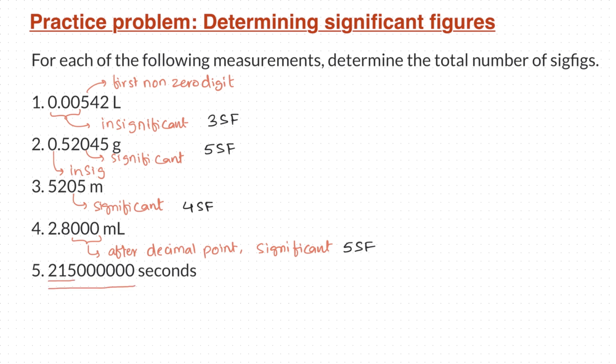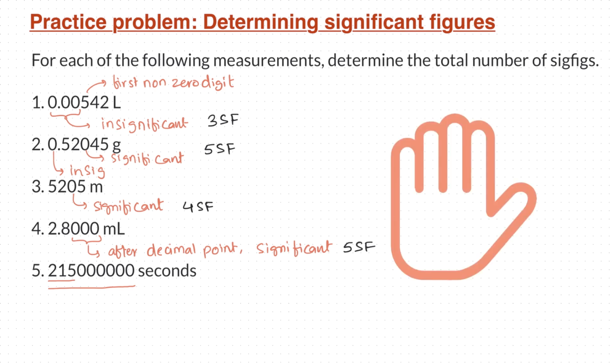Let us say you are the experimenter and you want to communicate that the measurement has 7 significant figures. How would you do so? Pause the video here and convert the measurement into a scientific notation to communicate that it has 7 significant figures. The answer for the question is the following.